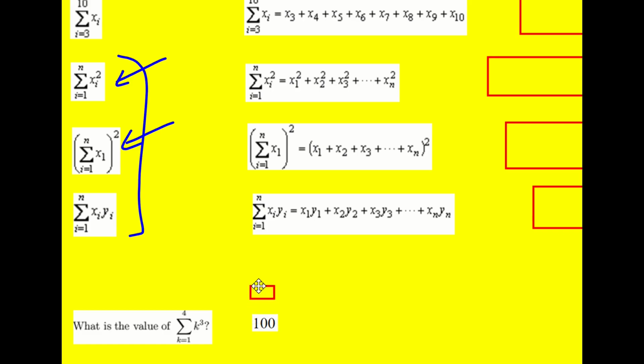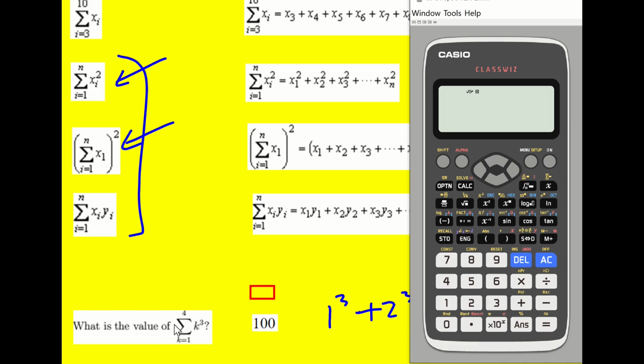Okay, the answer is 100. So it's actually 1 cubed plus 2 cubed plus 3 cubed plus 4 cubed. And this seems a good opportunity to just tell you actually your calculator can deal with things like this. So whilst I want you to have the understanding that that's what this is, you can also find a little button. It's actually Shift X and it brings up summation notation.